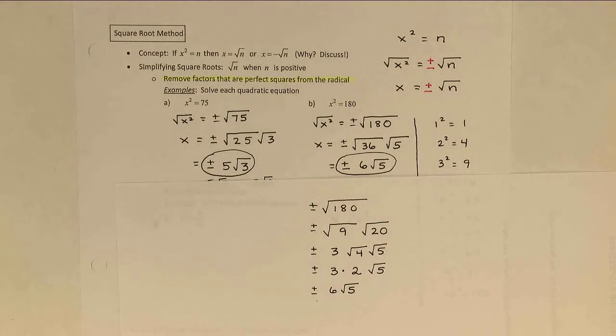So that's why I was saying it's to your advantage to use the largest perfect square you can find that goes in evenly. But if you don't happen to notice it, it's not as though you won't eventually be able to get there. You just might have to take an extra step.